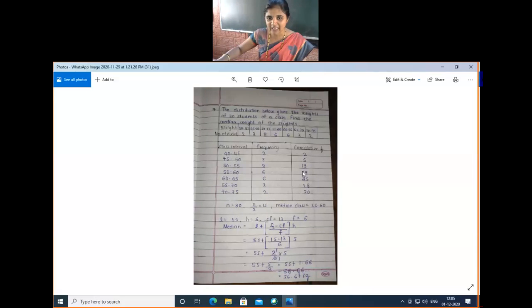Again, this is a median related question. Class interval, frequency and cumulative frequency. N is 30, n by 2 is 15. 15 is here in 19, here 55 to 60 range. This is the median class. So then whatever data you have to find, you just find out that one. Here the answer is 56.67.